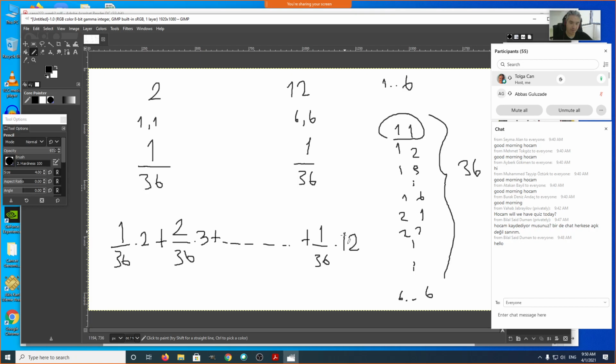So the random variable's value is weighted with its probability. The probability that x is equal to 12 is equal to 1 over 36. So this summation, as you can see, is a weighted average, and it will give you the expected value of the sum of two dice when you throw them.